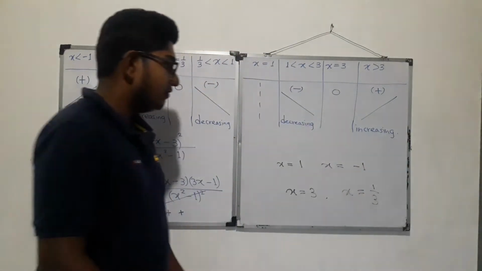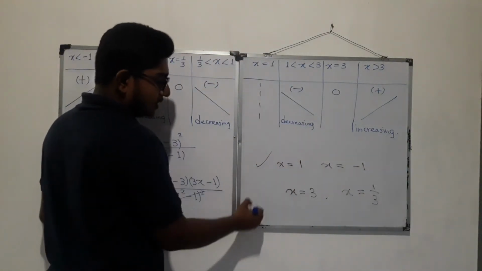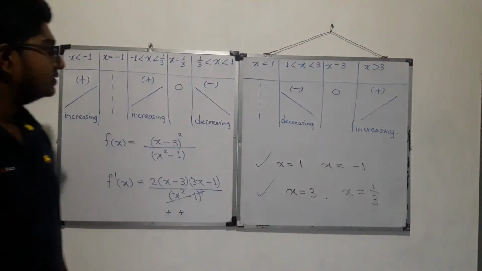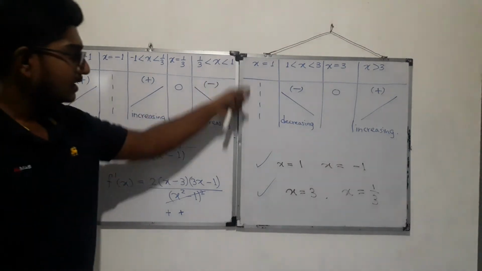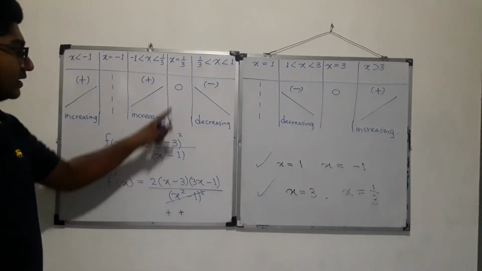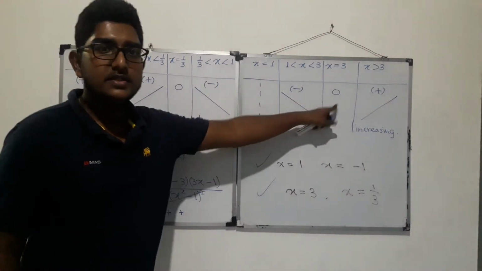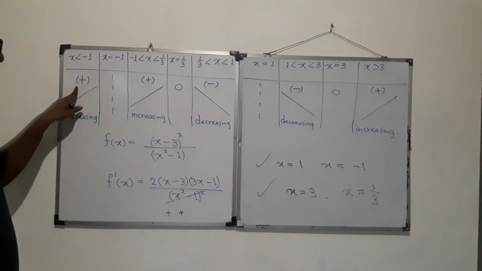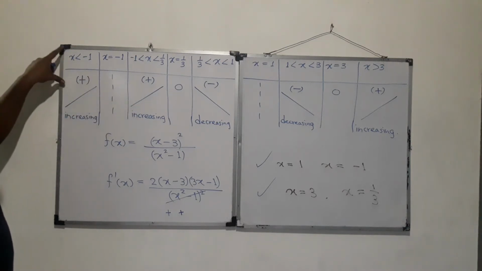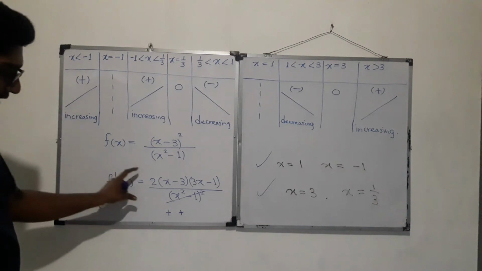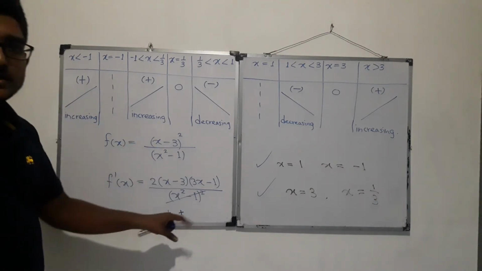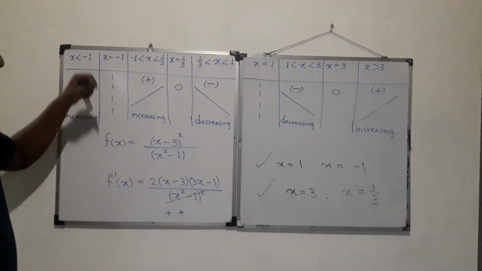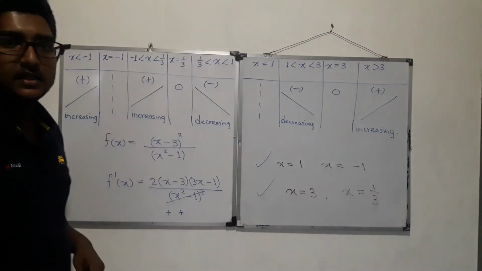So likewise, when you have asymptotes and turning points, you have to arrange them in ascending order and indicate asymptotes like this, dotted lines. Then mark 0 for turning points and take f dash x and substitute a convenient x value for the range you are selecting and check whether the answer you are getting is positive or negative. If it is positive, it is increasing gradient. If it is negative, it is decreasing gradient.